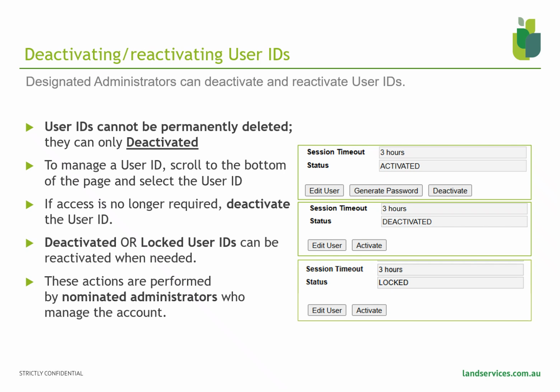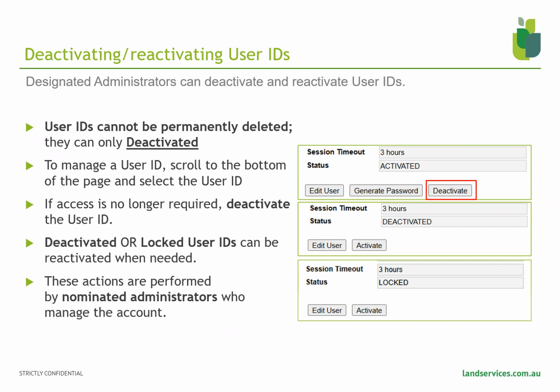Please note that user IDs cannot be permanently deleted, they can only be deactivated. To manage an active user ID, scroll to the bottom of the page and select the user ID that is no longer requiring access to SAILIS. Then click on the Deactivate button. Deactivated user IDs and locked user IDs can be reactivated when needed.